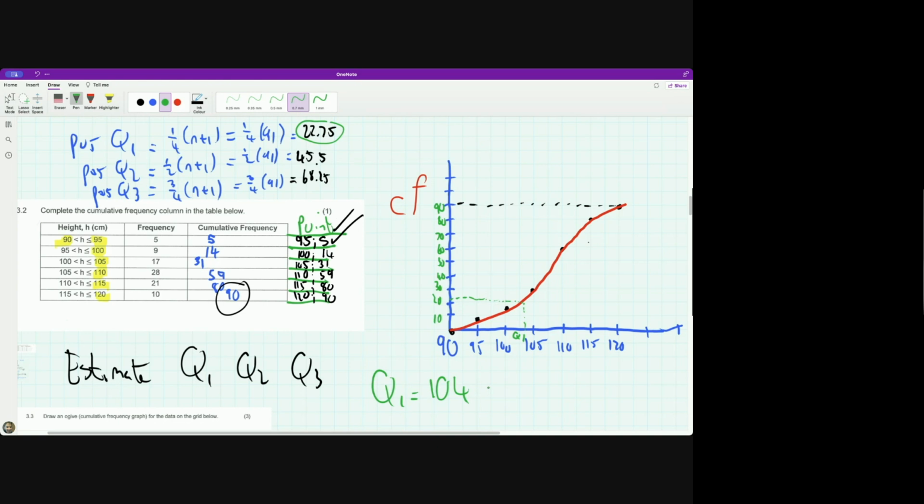Give me a thumbs up if you would agree with my estimate of 104. And what is that? That's centimeters, 104 centimeters for Q1. Give me a thumbs up or a happy face if you're with me. Okay, then over to you guys. I want to see some estimates in the chat. What are your estimates for Q2 and Q3?